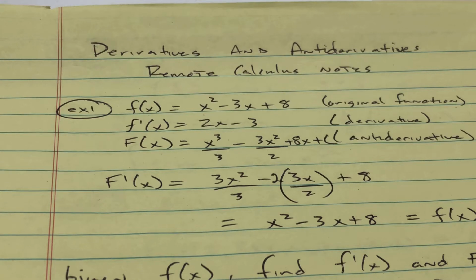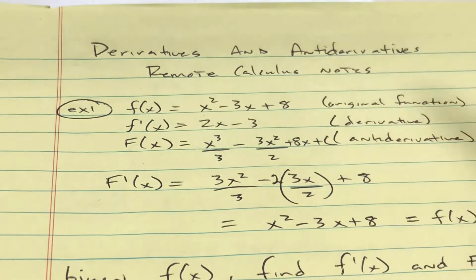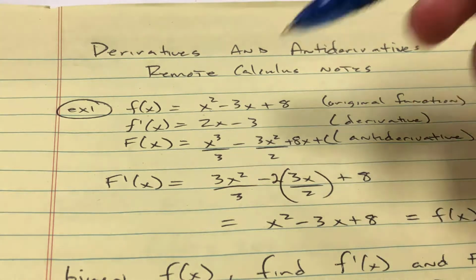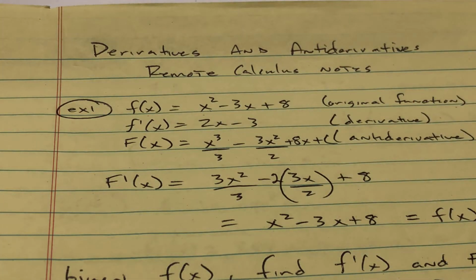All right, welcome to the first video here on antiderivatives. So given the original function, which is f of x equals x squared minus 3x plus 8. That is the original function. First, we're just showing the difference between a derivative and an antiderivative.